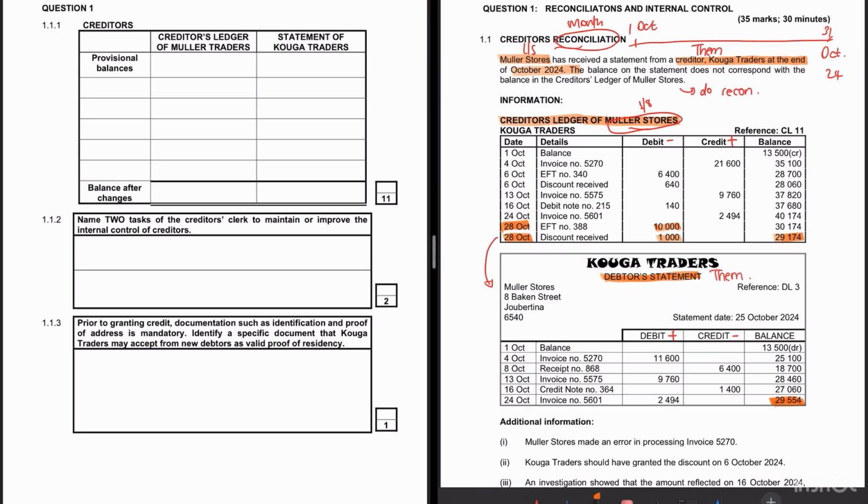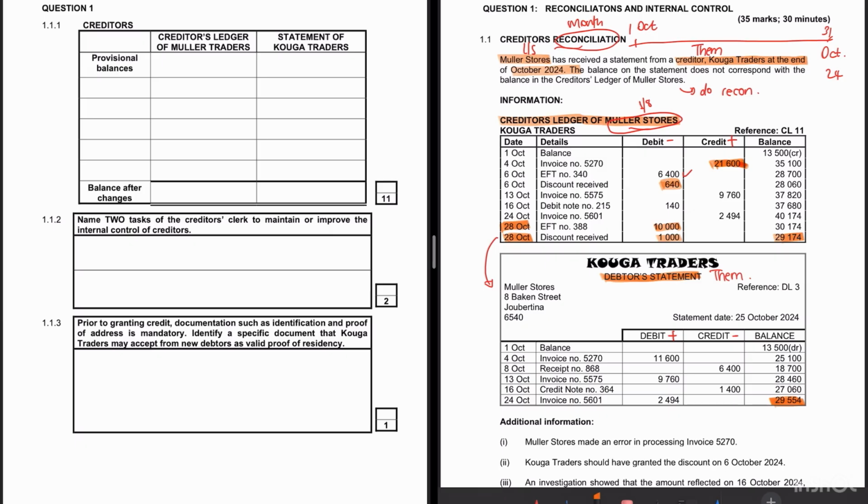Okay, what else do we analyze before we even start with the question? So we're seeing this 21,600. Do we see it anywhere here? We don't, so we just highlight that amount. We've got this amount of 6,400. We see it here, so that's okay. We can just take that off. We've got amounts of 640. Do we see it here? We don't. So we're just going to highlight that 640.